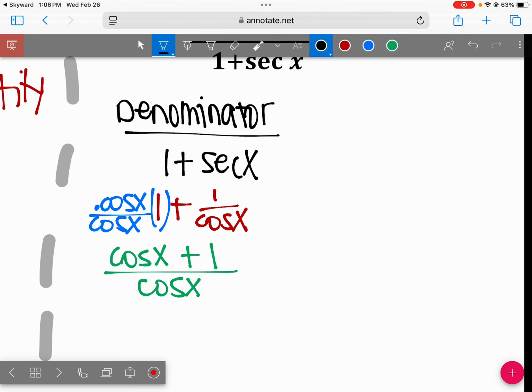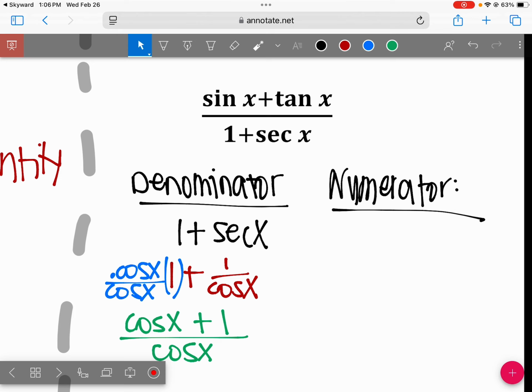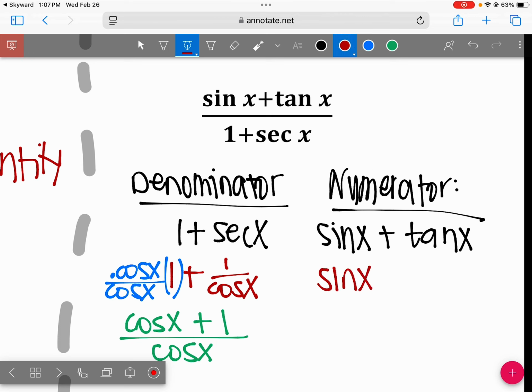Now to move on to the numerator. If you want to do the numerator first, that might be simpler for you, whatever works, but that's just what we're gonna do. So we had sine x plus tangent x. Sine x is already written in terms of sine or cosine. Tangent, how can we rewrite that in terms of sine or cosine?